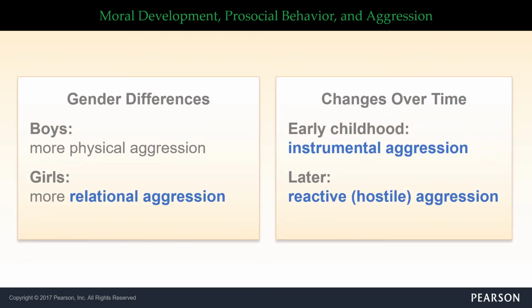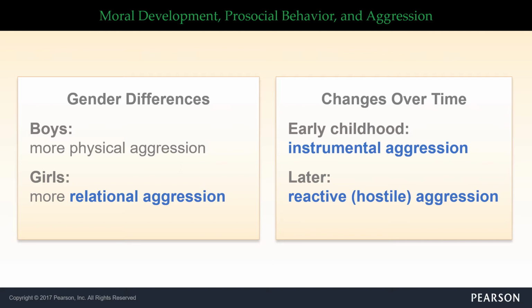When we talk about gender differences and aggressiveness, boys tend to be more physically aggressive, whereas girls tend to be more relationally aggressive. What that means is they tend to talk about whether they like someone, or whether someone can sit by them, and use that to manipulate other children instead of physically hitting or hurting.